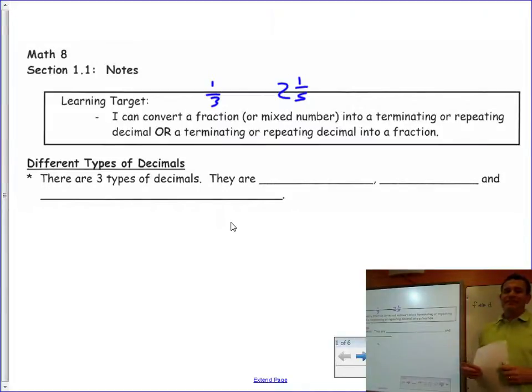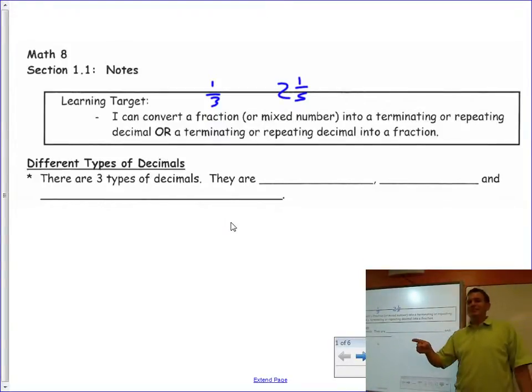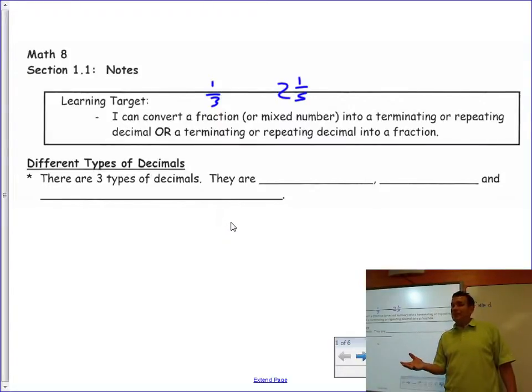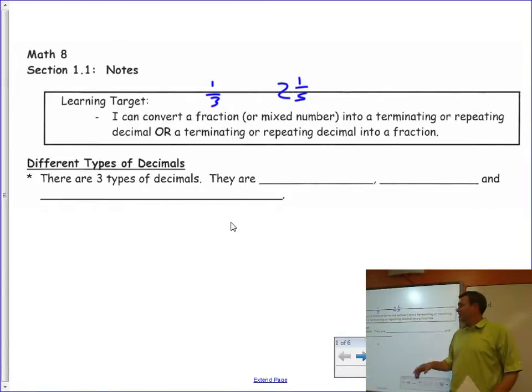Hopefully by the end of these two sections you'll have no problem with this. We are going to use our calculators for this, so it really should not be very difficult. It's really just a matter of learning how to use a few buttons on your calculator that maybe you have not used before. To start this, we're going to look at different types of decimals.